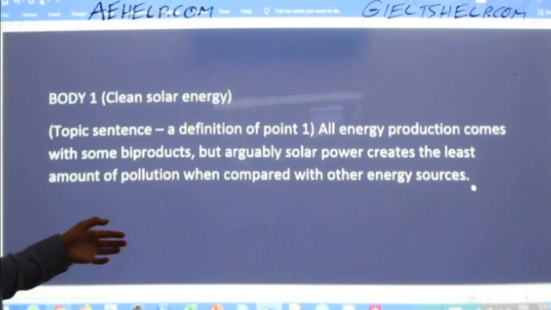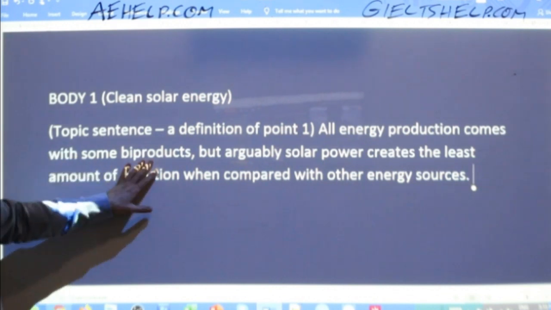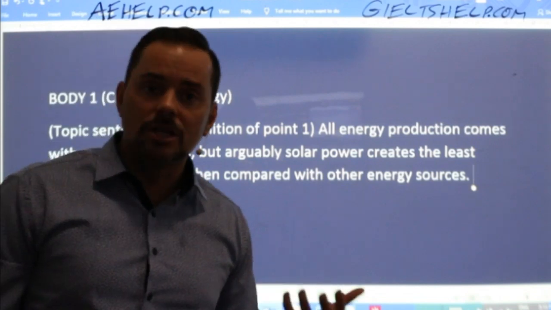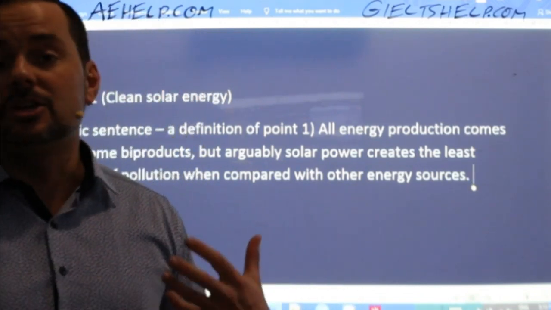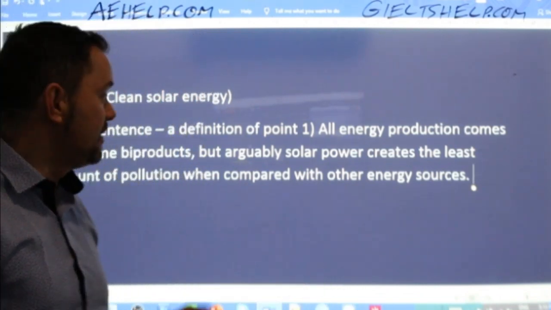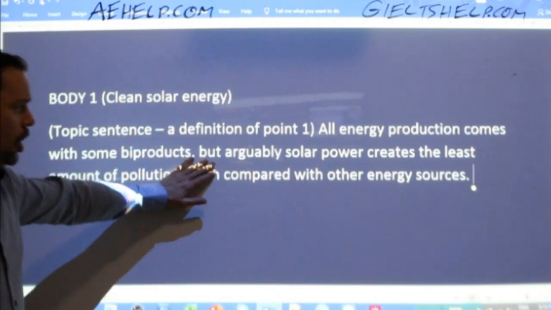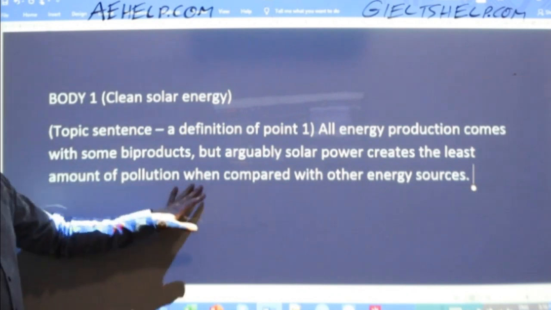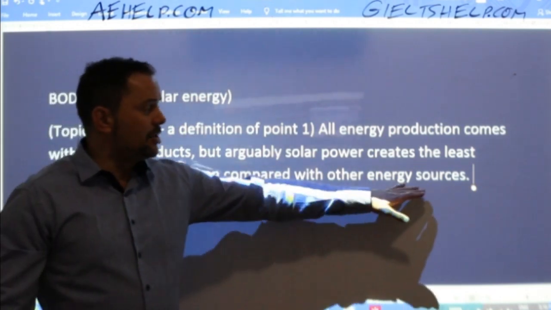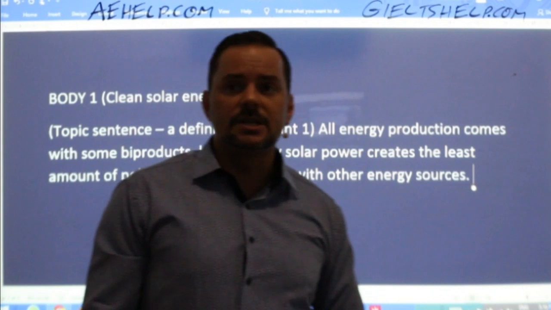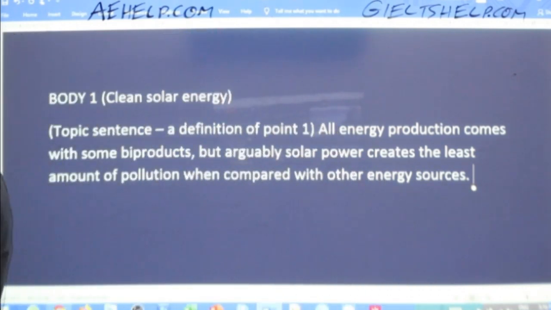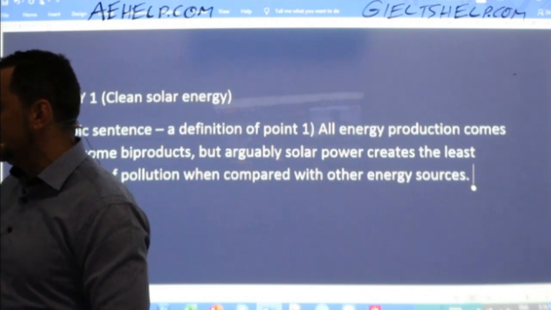So all energy production comes with some byproducts. Byproducts means products that are an extension of that process, like smoke, smog, okay, creating factories. But arguably solar power creates the least amount of pollution when compared with other energy sources. All right. And we're not talking about cheap here, we're talking about clean.